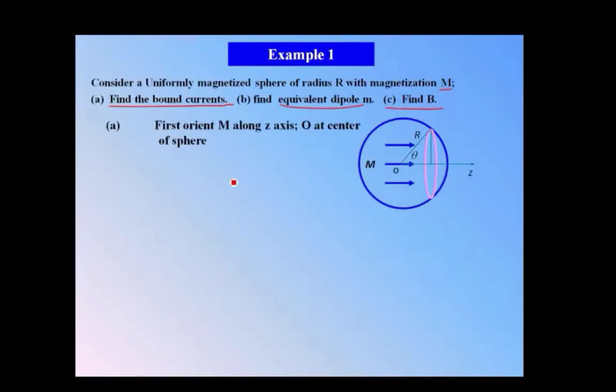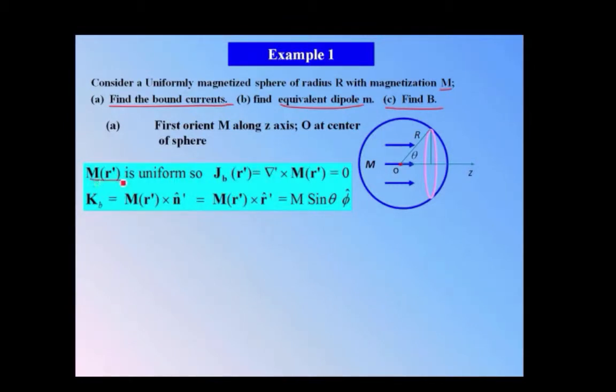The first thing we do is turn everything around until we have the M vector along the z-axis. So that's what we show here. We're going to take the origin right at the center of the sphere, and that'll simplify life. The magnetization M is a constant and is uniform. If we take the curl of that vector, that gives us a bulk J sub B current density equaling 0. The surface current density, on the other hand, can still have a constant M and still get a non-zero K. And so what that means is if the cross product is non-zero, then we'll get a K.